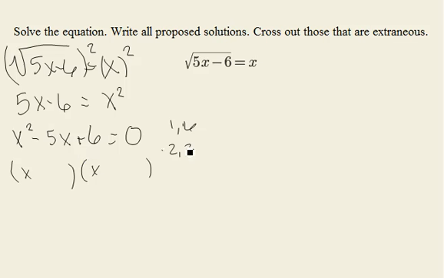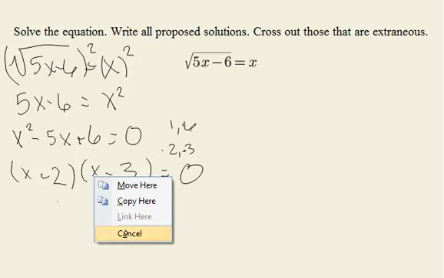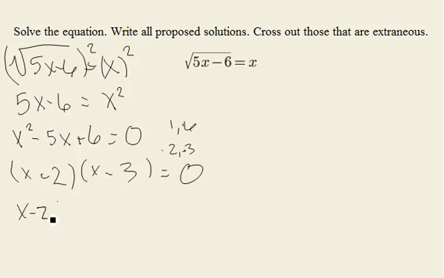So negative 2, negative 3, when multiplied together is equal to 6, and then negative 2 minus 3 is equal to negative 5. So those are our factors, and that's set equal to 0. And then since we have a product set equal to 0, each of the factors can be set equal to 0. So we have x minus 2 equals 0, and x minus 3 equals 0. So solving these, add 2 to both sides, you get x equals 2, and x equals 3.